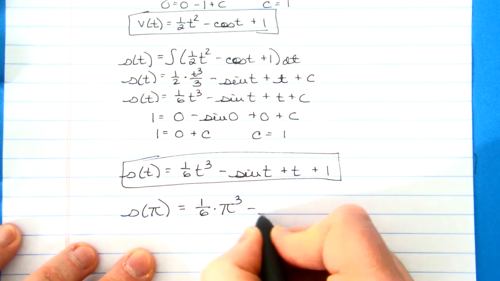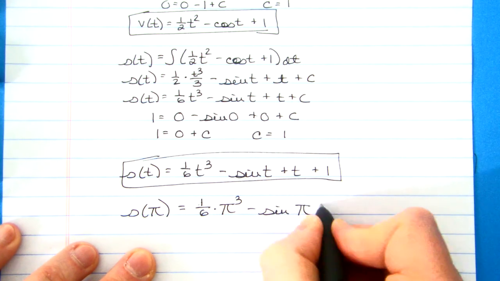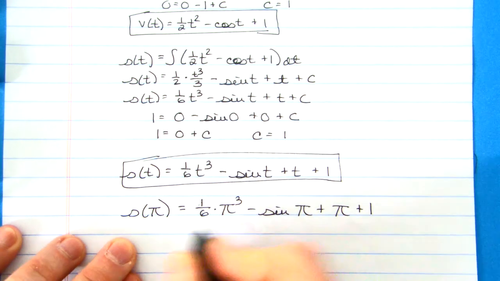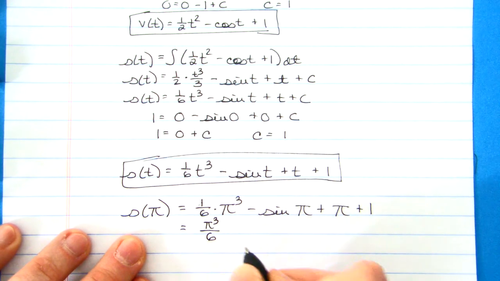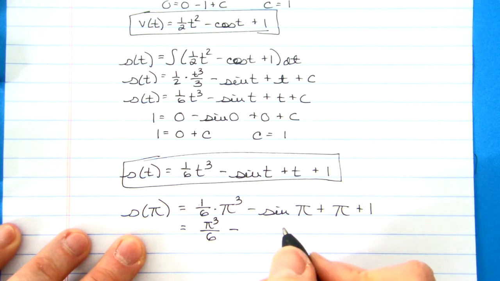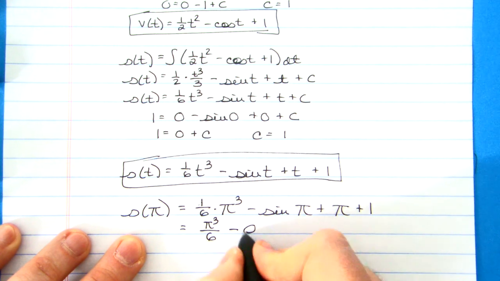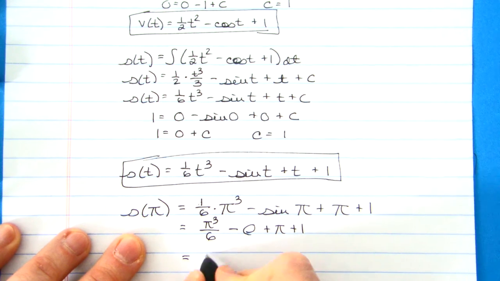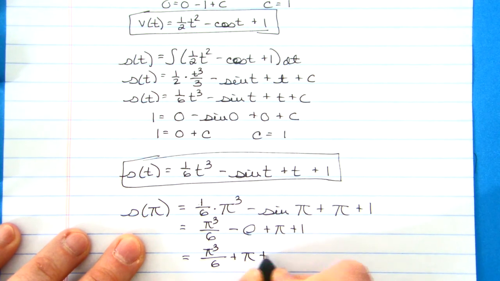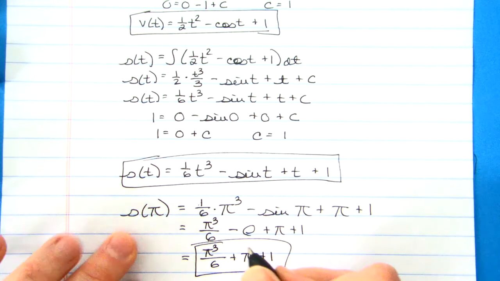One-sixth times pi cubed minus the sine of pi plus pi plus 1. Okay, pi cubed over 6 minus sine of pi, which is 0, plus pi plus 1. Where is the particle at time pi? It's at pi cubed over 6 plus pi plus 1 along the x-axis.